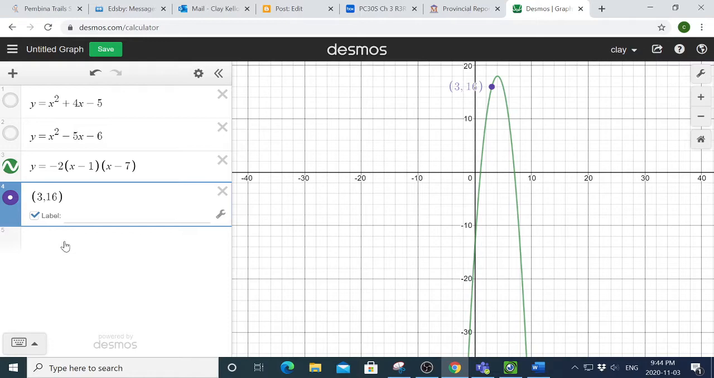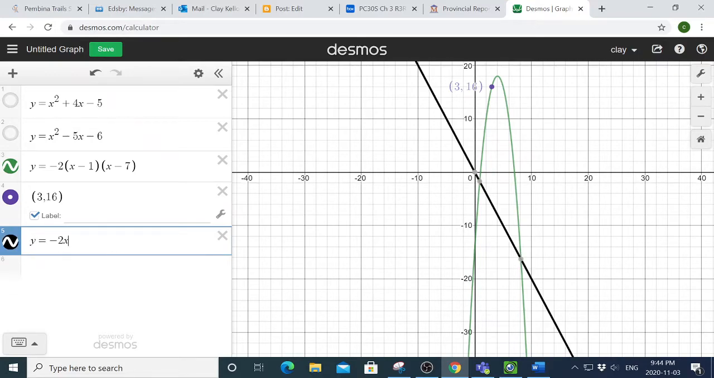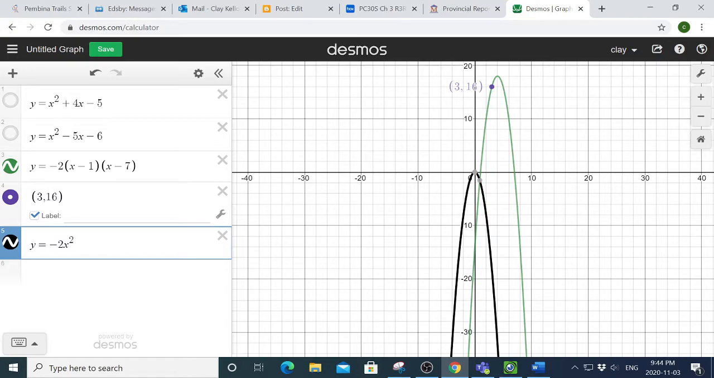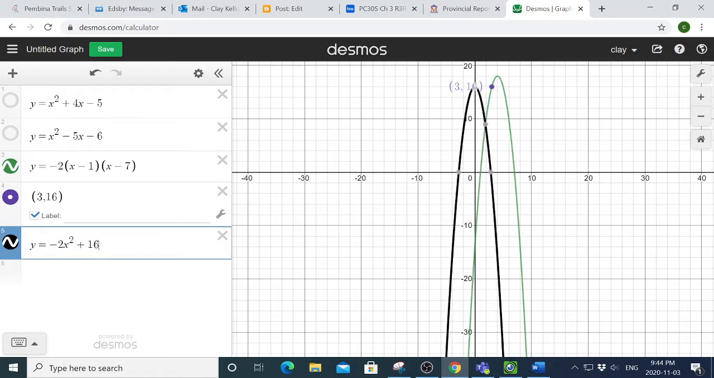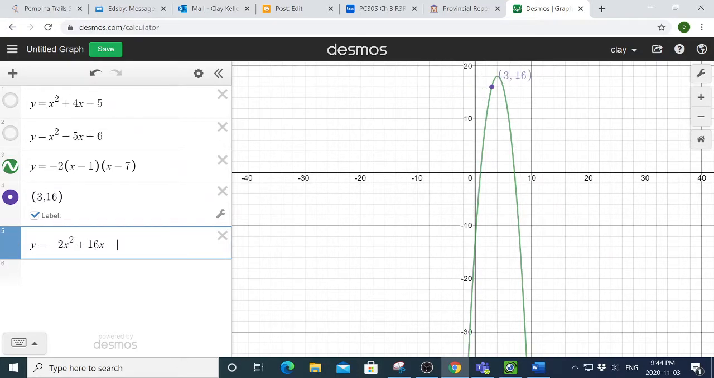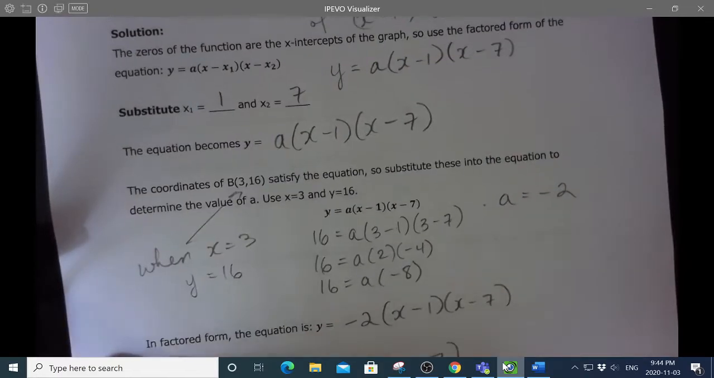And if I did my work right, I should be able to enter the answer that I got in standard form, and it should be the exact same equation. Negative 2x squared plus 16x minus 14. And look at that. It's black, it's green, it's black, it's green. It's the same line. Yay! So we must have done it right. Cool. So that's page 19.